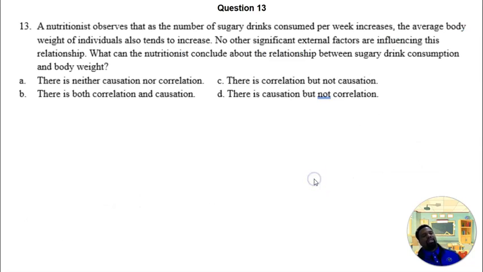Okay. Let's look at number 13. A nutritionist observes that as the number of sugary drinks consumed per week increases, the average body weight also tends to increase. No other factors. So that means nothing else can contribute to this. Since there are no other factors, we can say there is a correlation because as x increases, y increases, and since there are no other external factors, then we can imply that this is causation. So our answer would be that this is both correlation and causation because there are no other external factors.